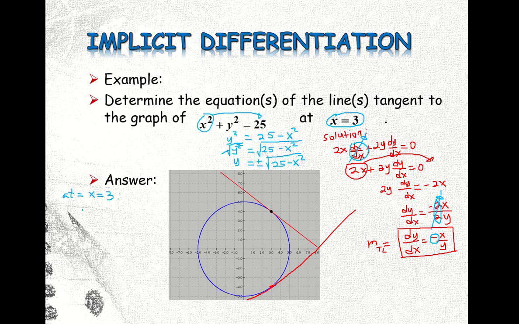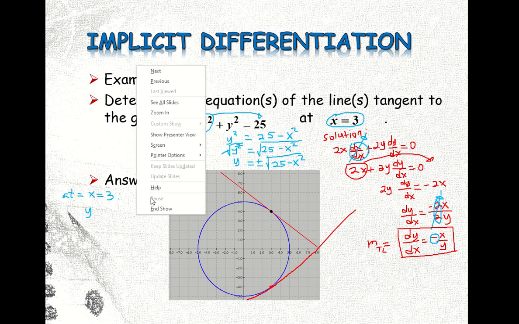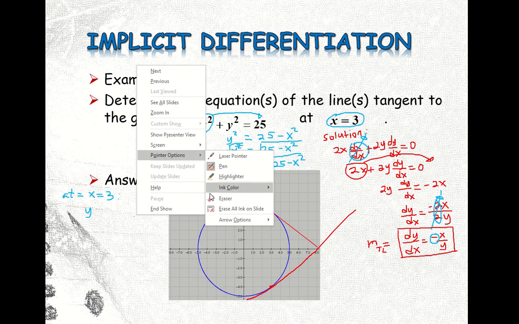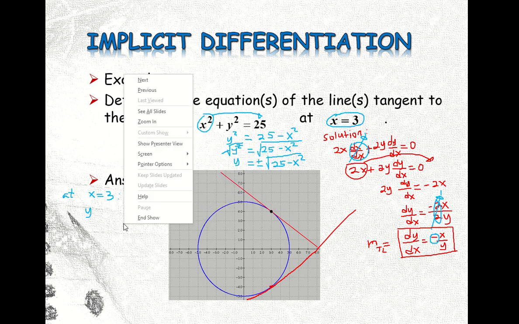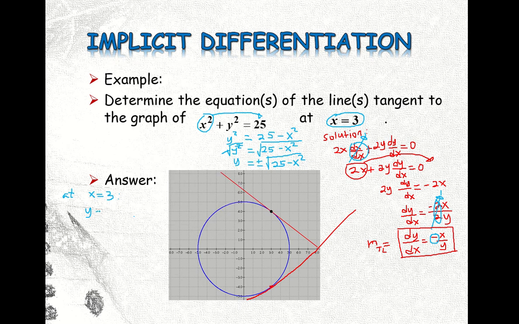So at x equal to 3, we have y equal to square root of 25 minus 3 squared. So 3 squared is 9. Alright, so 25 minus 9. So therefore, y is equal to, and don't forget, when you take the square root on both sides, you have two values on the right side, plus or minus. This is plus and minus 4, because 25 minus 3 squared, which is 9, so 25 minus 9 is 16. The square root of 16 is equal to 4.